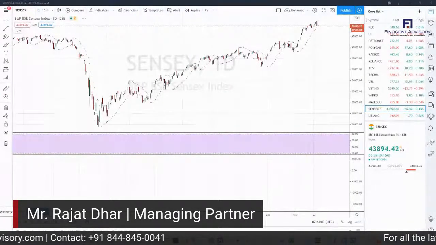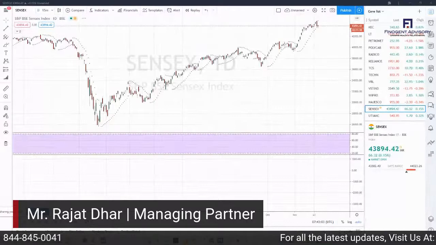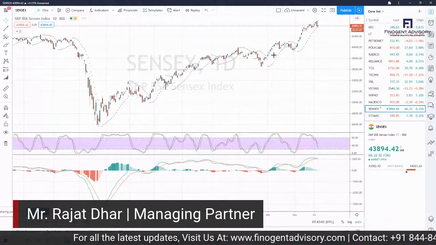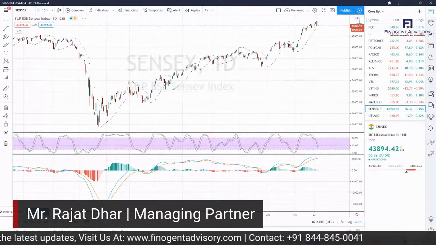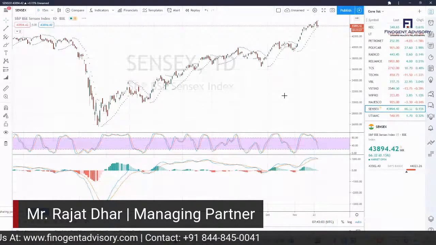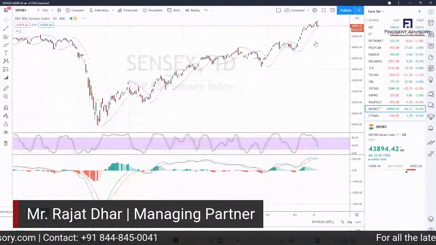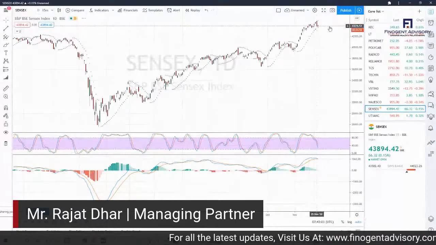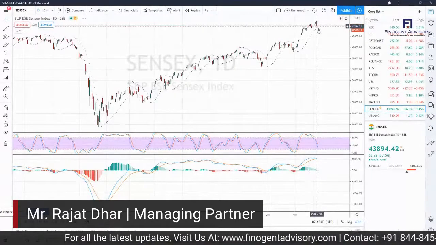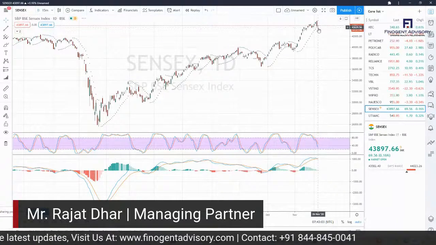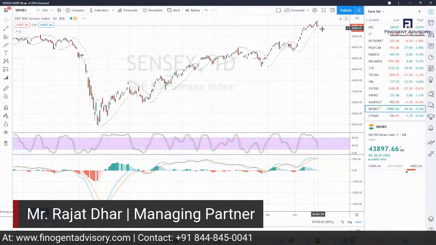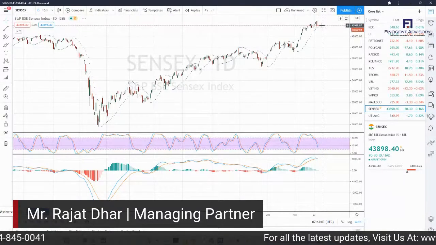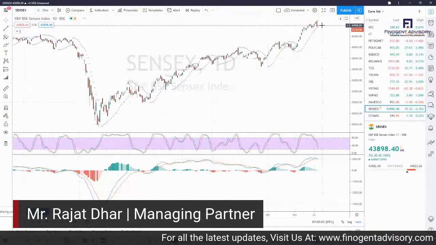So if we see this chart here, here is the Sensex. This is the 1 day daily chart. In this Sensex, you will see yesterday there was a fall in the market, and today it had actually fallen down and started recovering. Say for example, it had gone down to around 43,600 and now it is around 43,898. Your Sensex is at 43,898. Now what has actually led it to recovering?